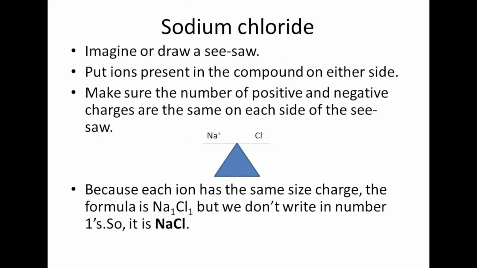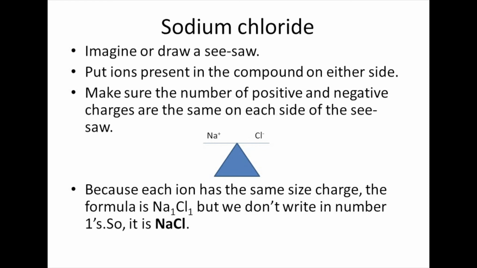Sodium chloride then. So if you're asked to work out the formula of sodium chloride, this is what I do. You can imagine, or you can draw a seesaw on the side of your page. You can see the seesaw in the middle of the screen. Put the ions present in the compound on either side. So if you go back to the screen that I've just shown you, or you have this piece of paper in your exam or in a test, I will always give you a copy of this. Write the ions on either side.